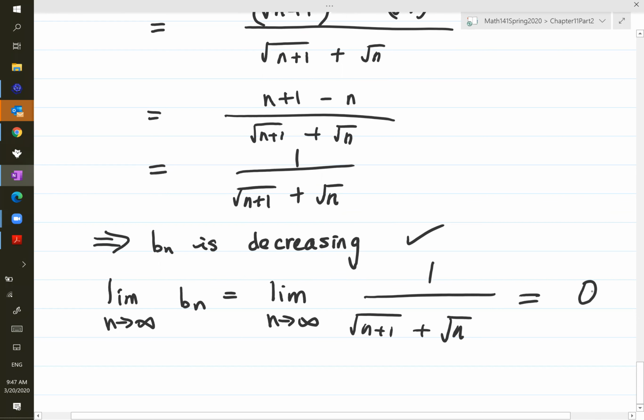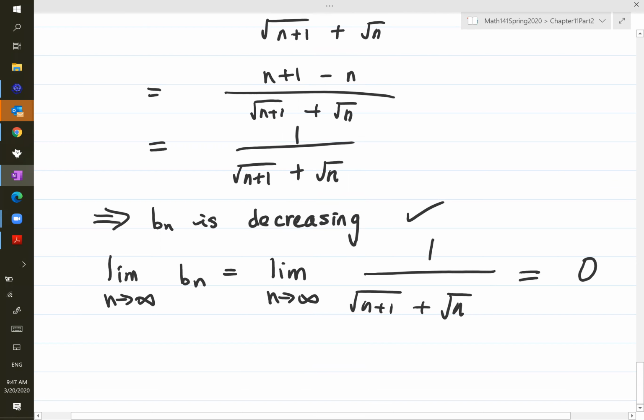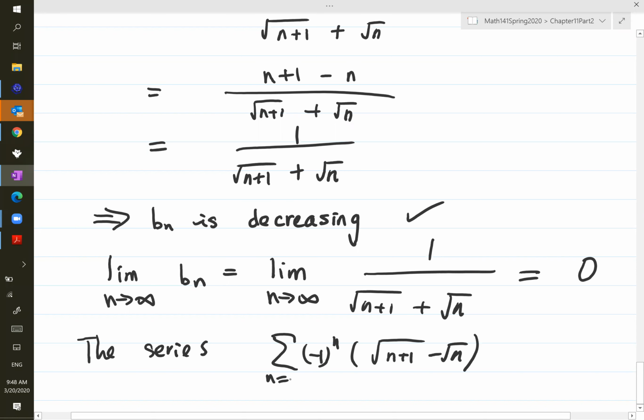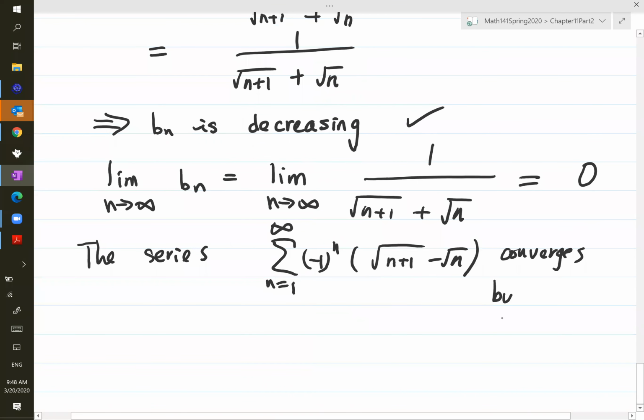Then we can conclude by the alternating series test that the series converges. The test that we use is the alternating series test. The alternating series test is really easy. Once you check that it satisfies the alternating series test, then you can conclude that the series converges.